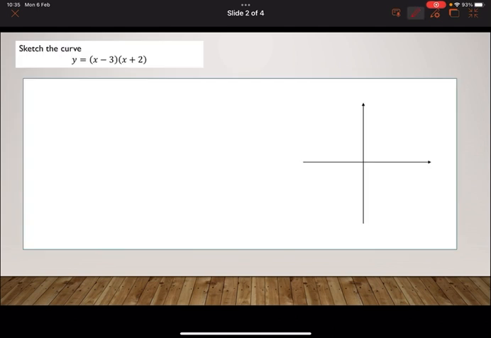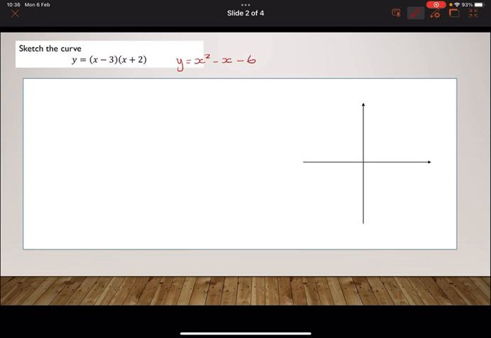So in this first example, we are asked to sketch the curve y = (x - 3)(x + 2). And you might notice that this is a quadratic. So we could expand this and it would look like the following: y = x² - x - 6. So we can see that quadratic shape.